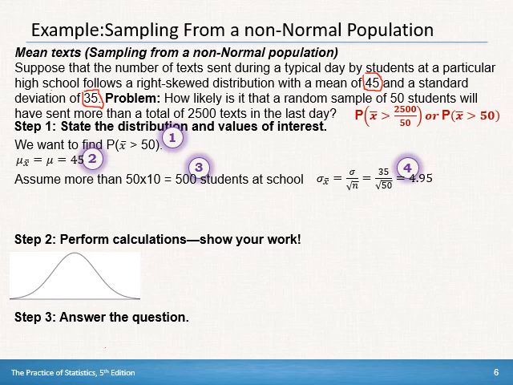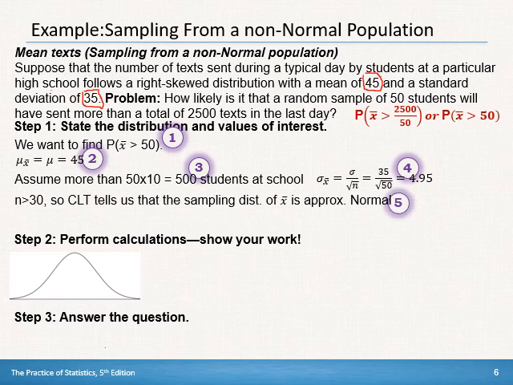All right, the next thing then is, since we are taking care of the 10% condition, we now calculate the standard deviation of the sampling distribution of X bar. That's the population standard deviation divided by the square root of 50, the sample size.